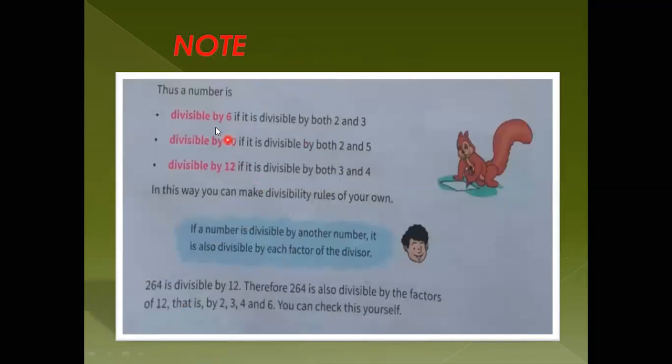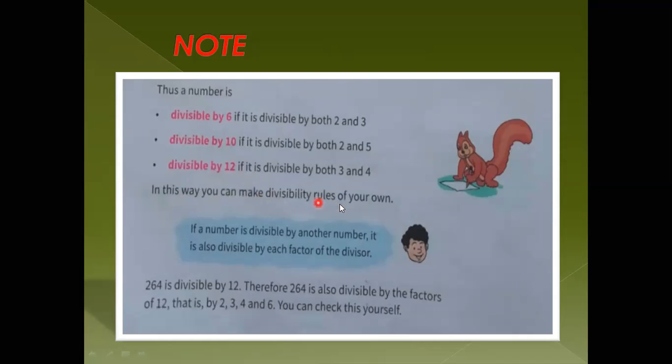Next, note this. A number is divisible by 6 if it is divisible by both 2 and 3. Divisible by 10: it should have 0 in the ones place, or else it should be divisible by both 2 and 5. Next, divisible by 12: if it is divisible by both 3 and 4, then the given number is divisible by 12.